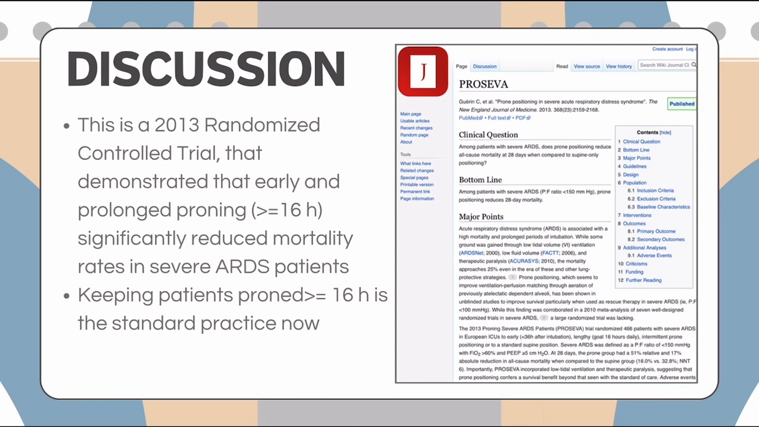So this is a 2013 RCT, and the findings were very impactful in global ARDS management because this study is why we prone patients for 16 hours or more, because it demonstrated that early and prolonged proning significantly reduced mortality rates in severe ARDS patients. So our patient had severe ARDS and she was prone for how long? 18 hours. So if you want to learn more about proning, I highly recommend looking this up. I'll link this study in the description.